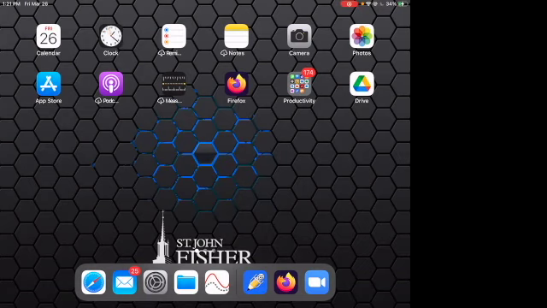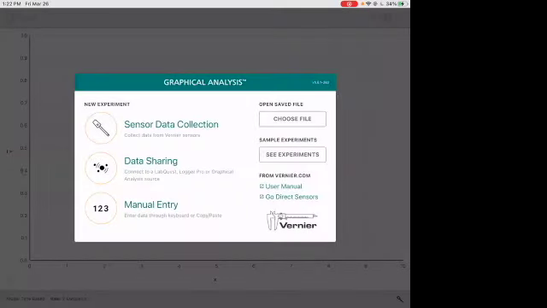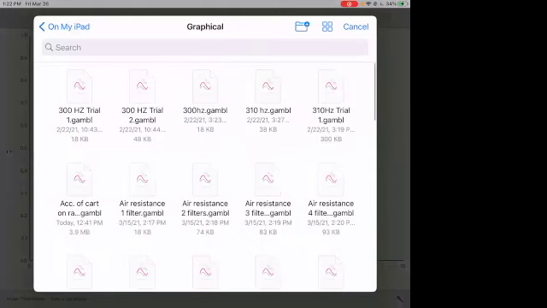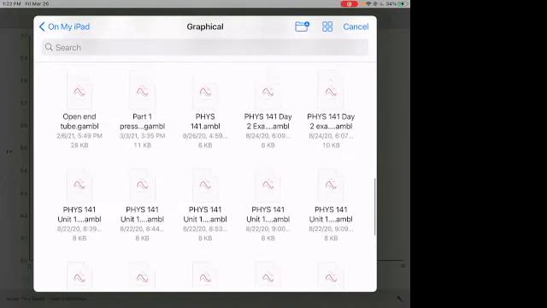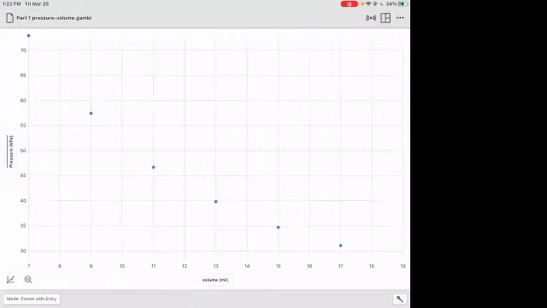If you look at the bottom of my screen, you'll see this sine-curve-looking app, and I'll click on that. I'm going to choose a file that's already set up here. You'll see there's sensor data collection, data sharing, and manual entry. I'm going to talk about the manual entry part first. If they're doing a lab, we can have them enter data. I have a lab here called Part 1 Pressure, and I'll open up the data table.